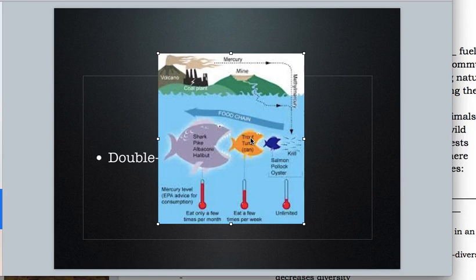Now, most of the trout that we get in our grocery stores are farm raised. So they're raised in pens and not in the ocean, so they don't have that toxicity. That's the farm raised. They've got their own problems, but it's farm raised.